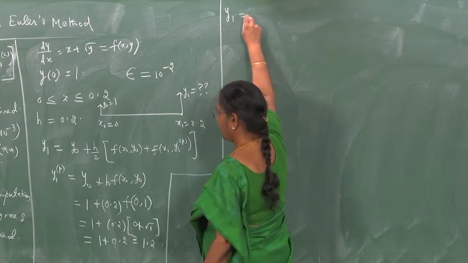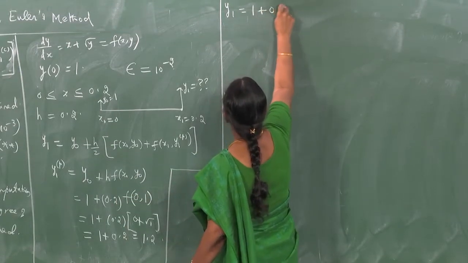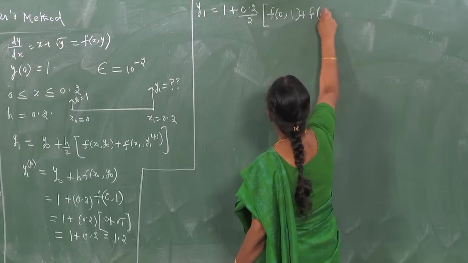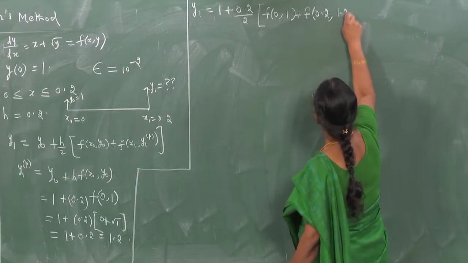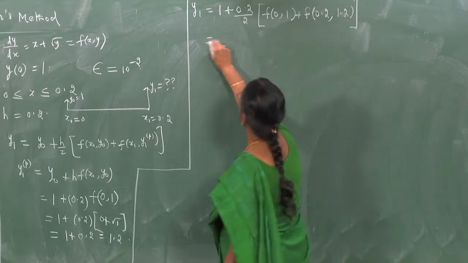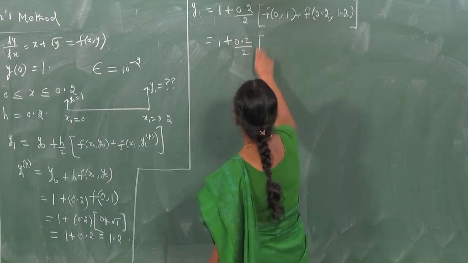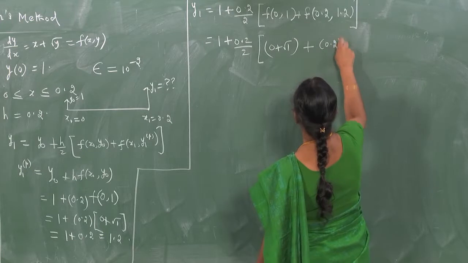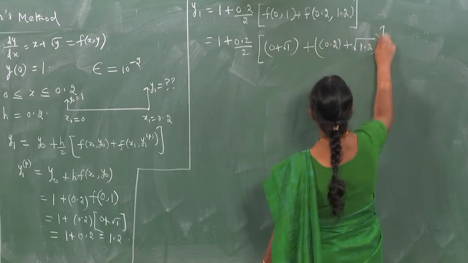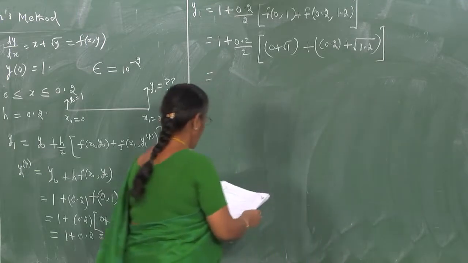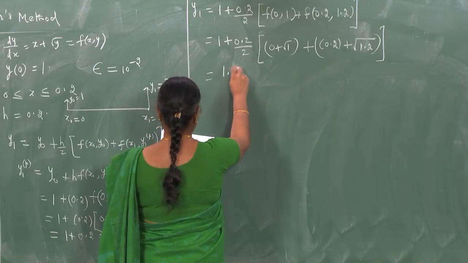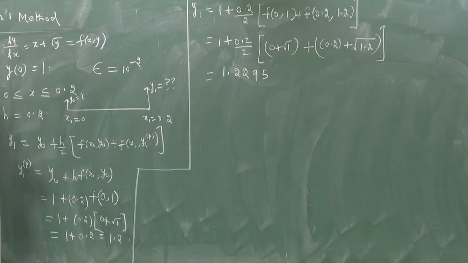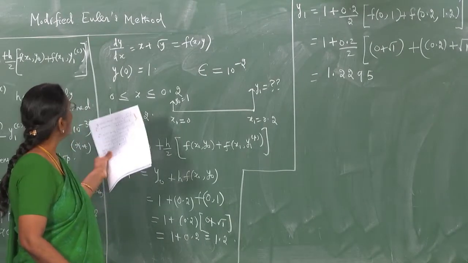So, y1 will be y naught, which is 1, plus h by 2 into f of x naught y naught plus f of x1 is 0.2, y1 predicted is 1.2, which will be 1 plus 0.2 by 2 into f of xy is x plus root y. So, if you compute this, you end up with 1.2295. That is the value of y at x1, namely y1, obtained through modified Euler's method.